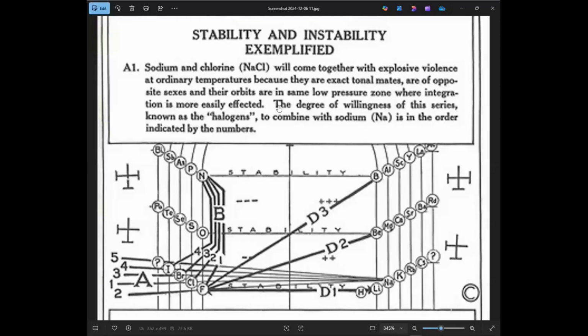Now, he says the degree of willingness of this series, known as the halogens, to combine with sodium, Na, is in the order indicated by the numbers. So number 1 would be chlorine, because that'd be a perfect 1-to-1 match. But what's number 2? Number 2 would be fluorine. Now remember, each line here going up and down is a different octave. We're going to the lower octaves on the inside and towards the higher octaves on the outside.